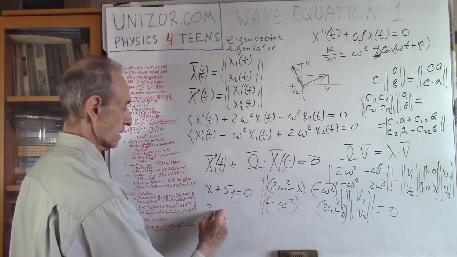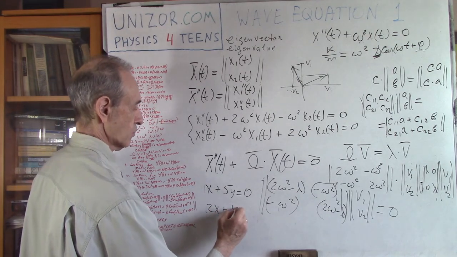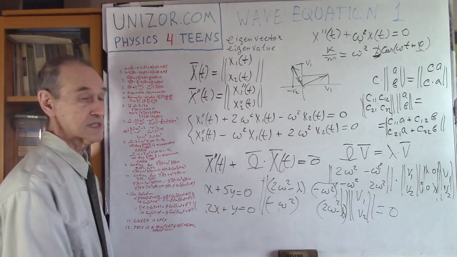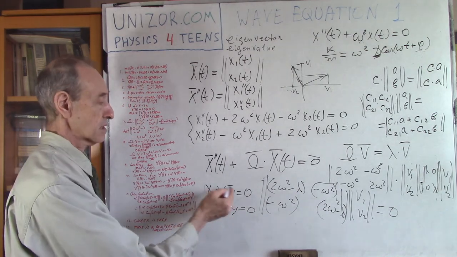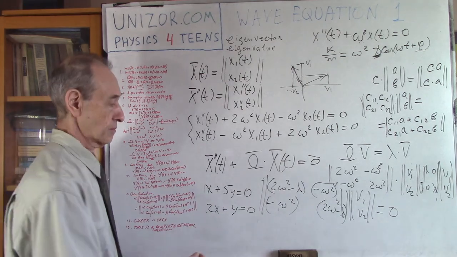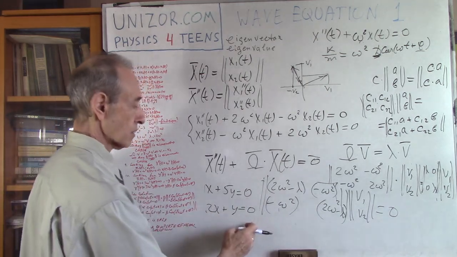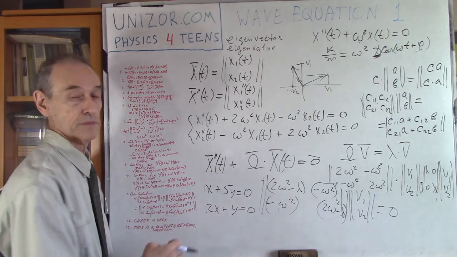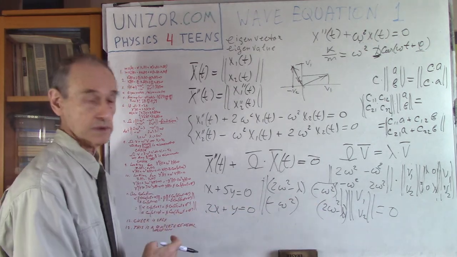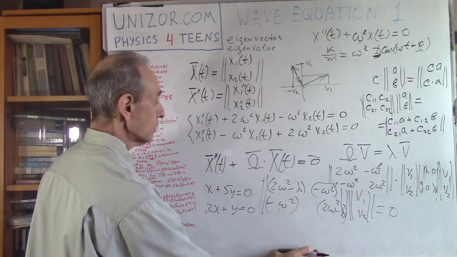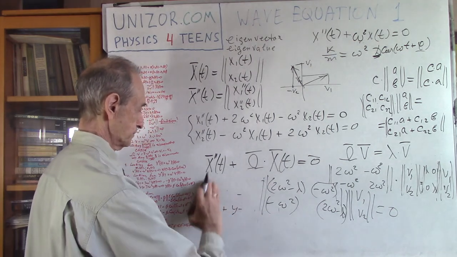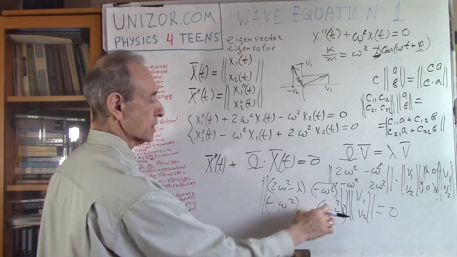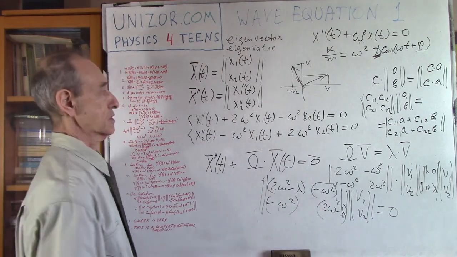Because if it's something like 2x plus y is equal to 0, then this system has only 0 as a solution. x equals 0 and y equals 0, the only solution. So whenever you have 0 on the right, and you have this linear type of equations on the left, the only non-trivial solution is when the determinant of this matrix is equal to zero.